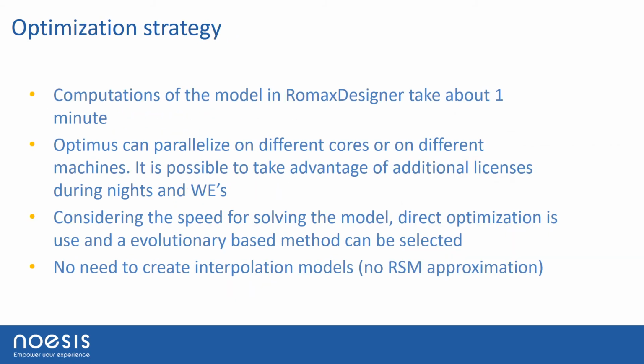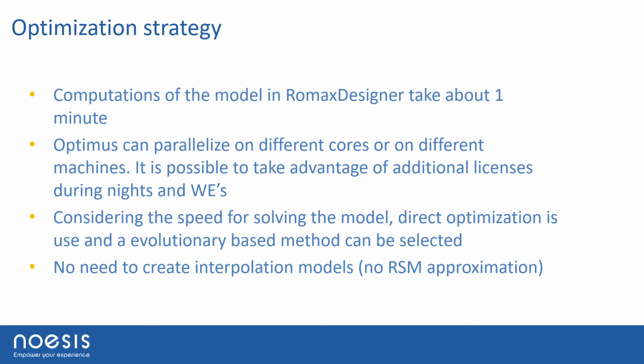So the optimization strategy will compute the model in Romax Designer and takes about 1 minute per run. We can parallelize on different cores or on different machines to take advantage of the additional licenses, especially during nights and weekends where you're not using those Romax licenses.